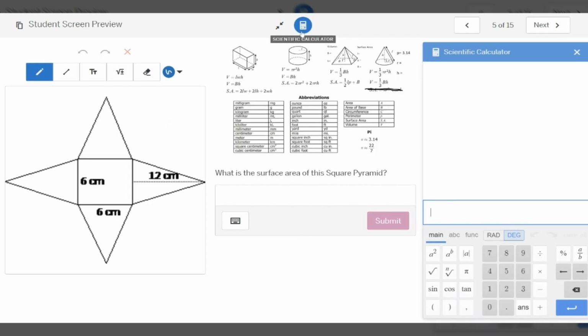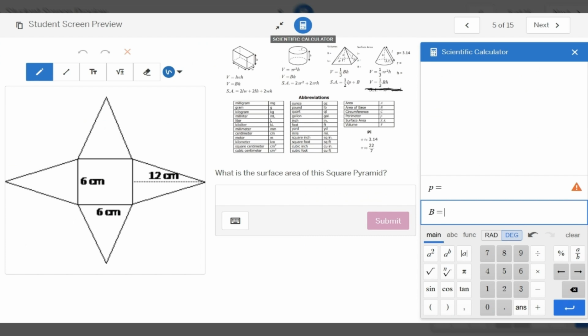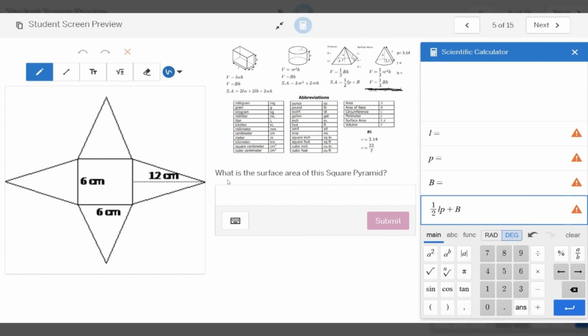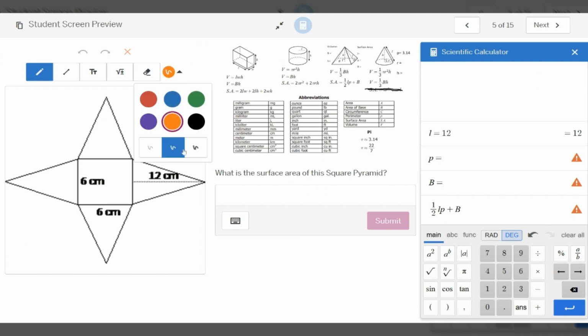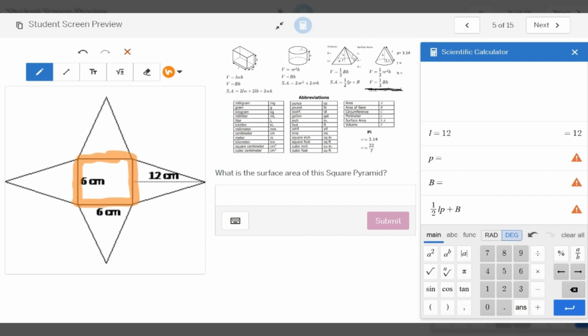All right, this is a net. Whenever we have a net, we do surface area. L equals, P equals, B equals, 1/2 LP plus B. So our slant length here is right here. That's going to be 12. Our perimeter is always going to be a square pyramid. So for my perimeter, I have 4 times 6. If I add 6 4 times, I get 24. B is 36. I get 180.